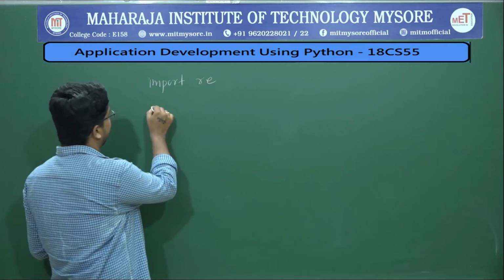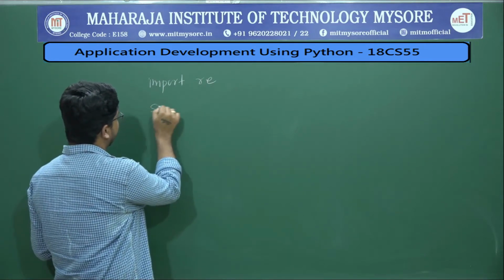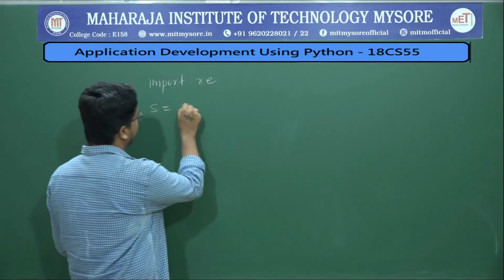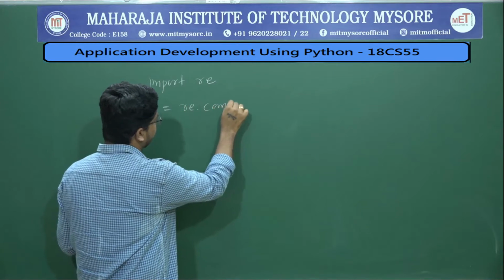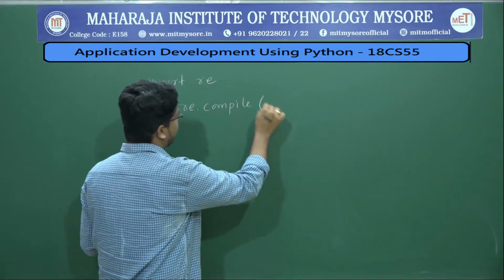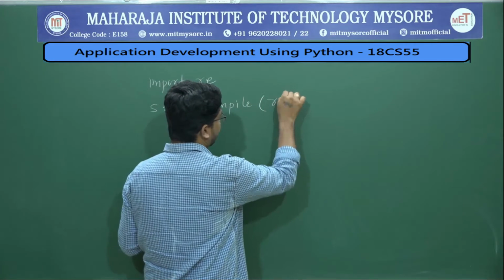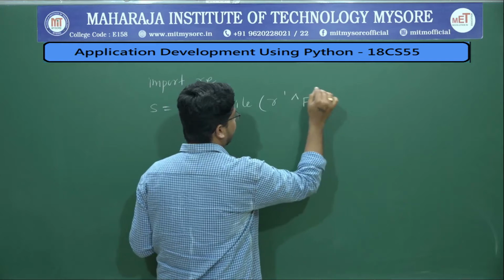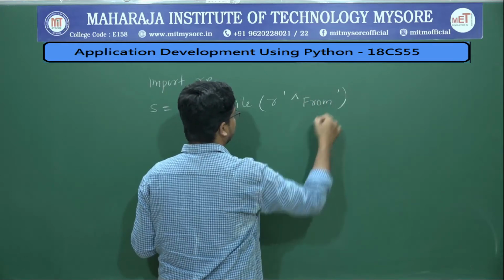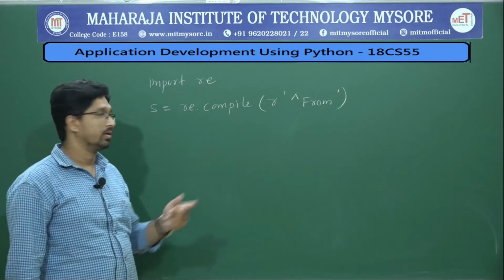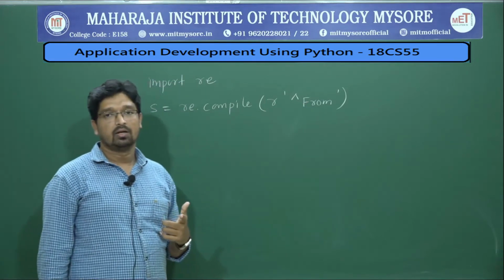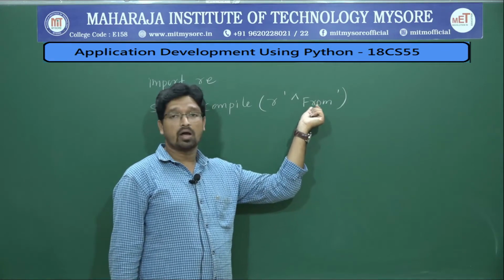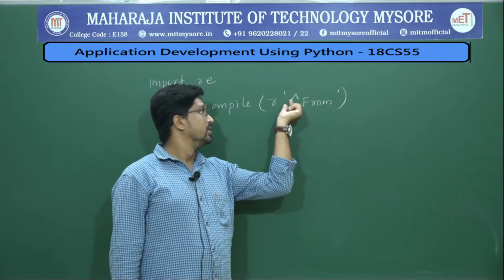So let us write, let us say s is equal to re.compile. Let us take a raw string, then I will write the caret. Let us say I wanted to check whether the input string is starting with the word from, that is capital F, R, O, M in lowercase.